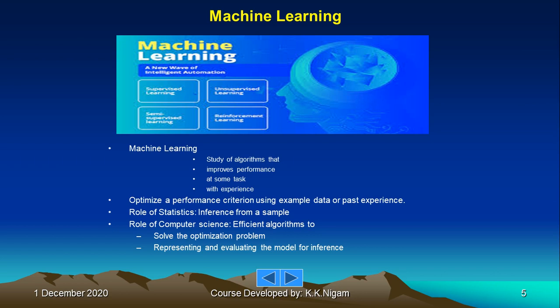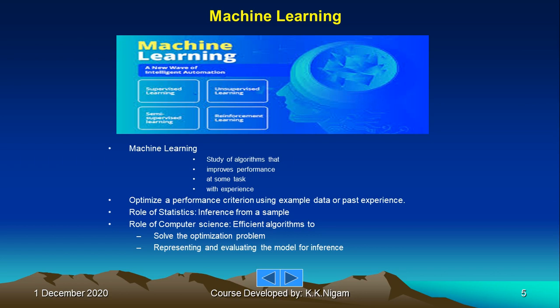Machine learning is the study of algorithms that improve performance at some task with experience. That means the task must be clear: what is the task for which we are developing the algorithm? Then we see what kind of performance we get with that algorithm. And with experience, that means we keep on iterating, and that experience helps us improve the algorithm, and with that improvement in the algorithm we improve the performance. That is how the machine learning process goes.